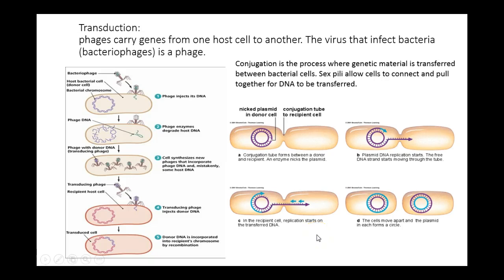We were talking about conjugation when we left off, that's the third process. Remember, we have transformation, we have transduction, and then conjugation. One other little thought about transformation. Remember, that's the one where the DNA is just in the environment around the bacterium.